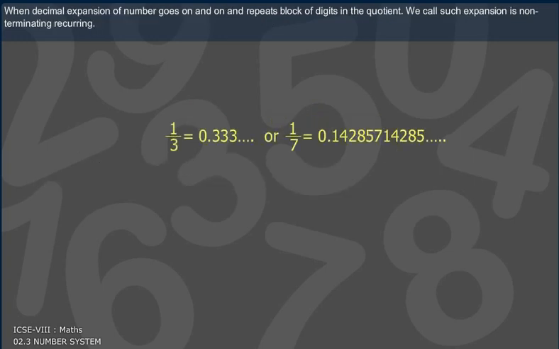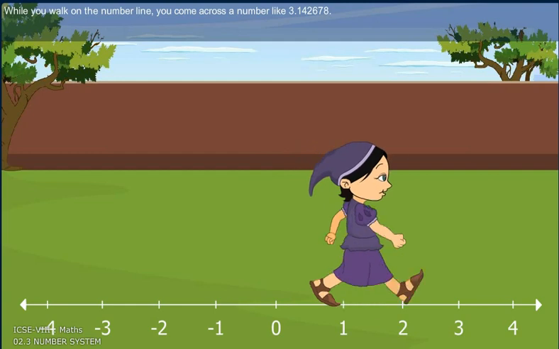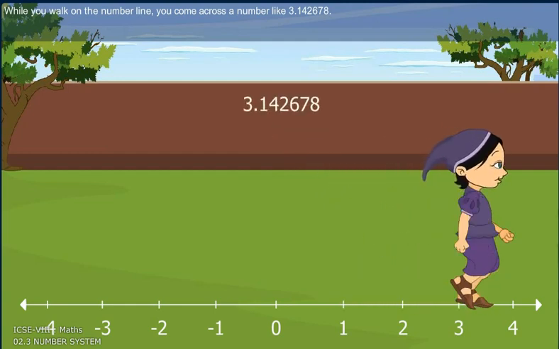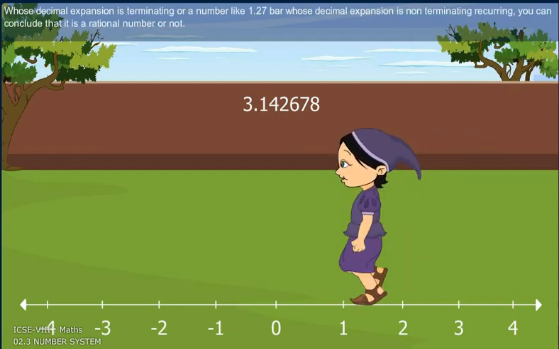When the decimal expansion of a number goes on and repeats a block of digits in the quotient, we call such an expansion non-terminating recurring. While you walk on the number line, you come across a number like 3.142678, whose decimal expansion is terminating, or a number like 1.27 bar, whose decimal expansion is non-terminating recurring. Can you conclude whether it is a rational number or not?